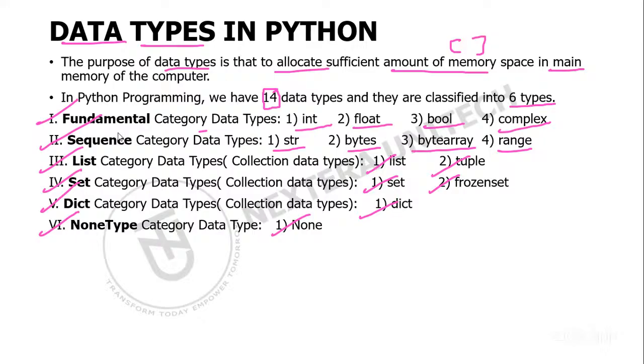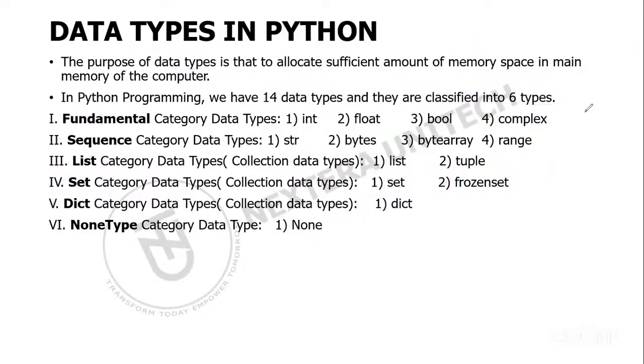We'll be starting from the fundamental category data types. We'll understand the purpose of it, then deep dive into each and every data type. We'll understand the purpose of it, then the important points related to the data type, followed by hands-on. So this will be the flow. Let me start with the fundamental category data types.